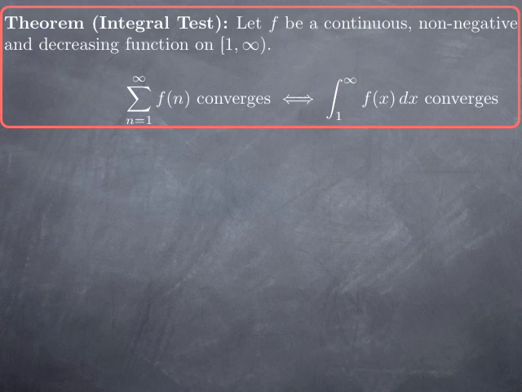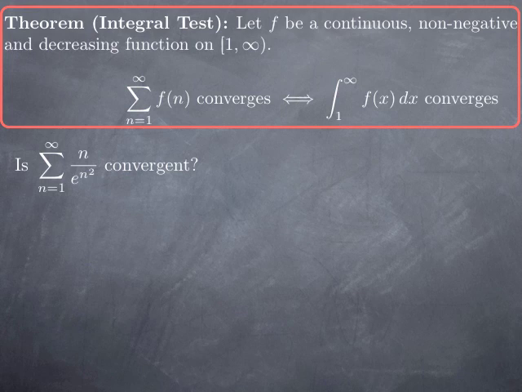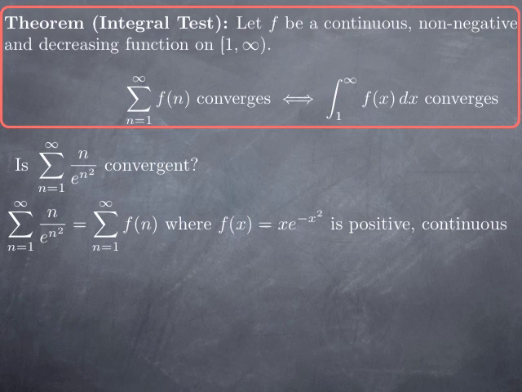Now let's look at an example of how we could apply this theorem. We want to know if the series from 1 to infinity of n over e to the n squared is convergent. The first observation is that we can think of this series as the series of f of n, where the function f is x e to the negative x squared.